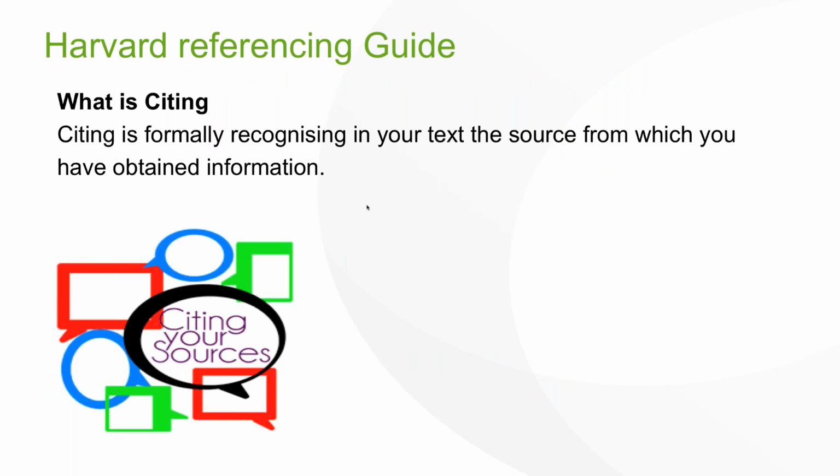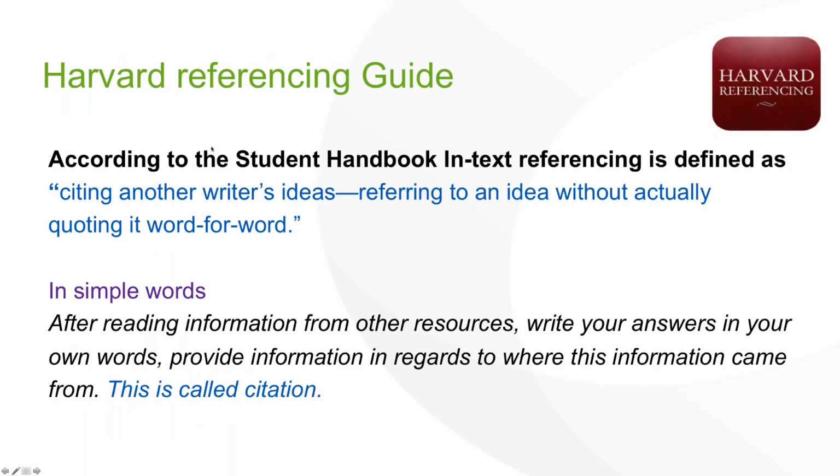Harvard referencing uses a term called citing, and citing is the formal recognition in your text of the source from which you've attained that information. According to the student handbook, in-text referencing is defined as citing another writer's ideas or referring to an idea without quoting it word for word. In simple words, after reading information from other sources, write your answers in your own words, and provide information in regards to where this information came from. This is called citation.